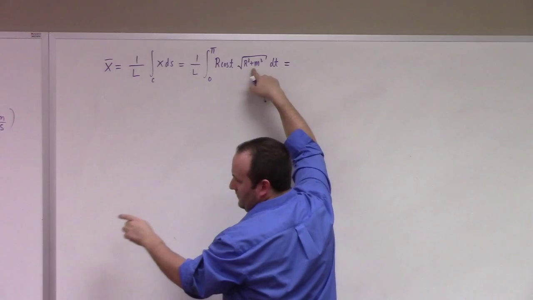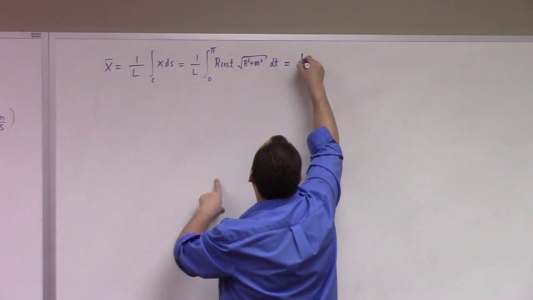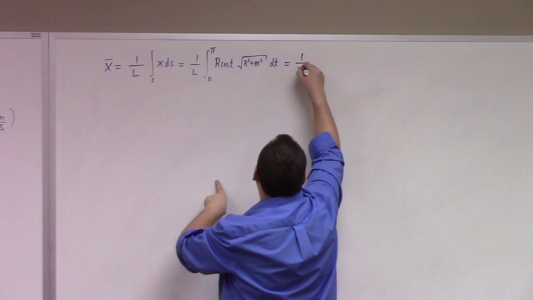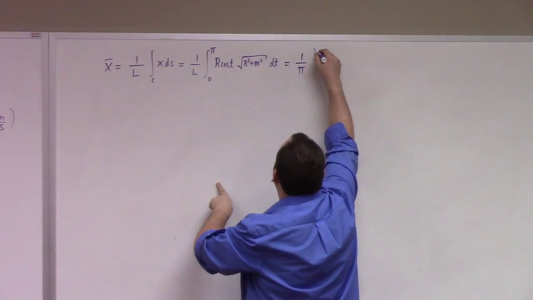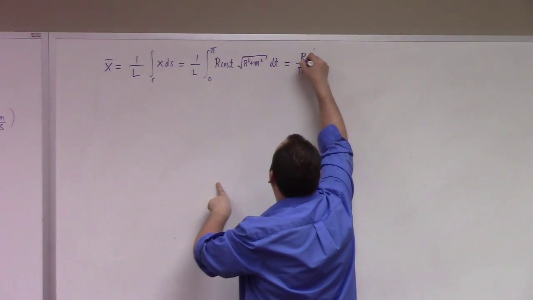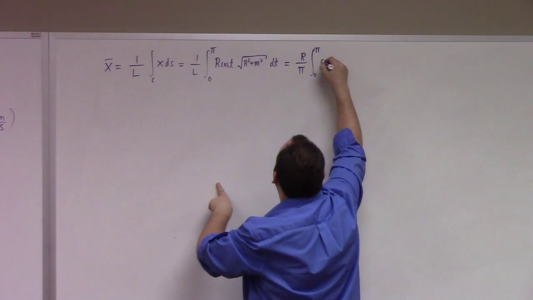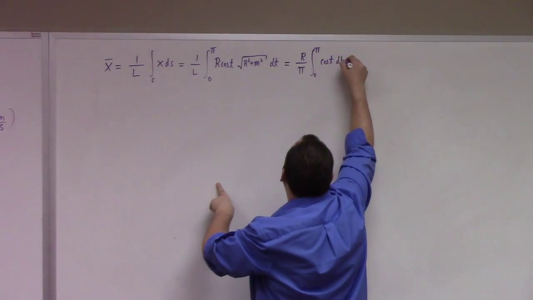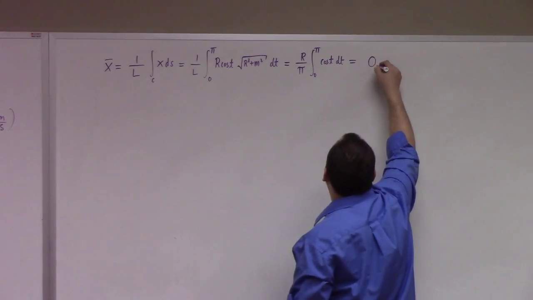Oh, so that square root of r squared plus m squared cancels with the square root of r squared plus m squared in L and just leaves me 1 over pi, which is just as much trouble to write as L, so I'll do that. And then I have an r over pi integral from 0 to pi of cosine t dt, which is just what? Zero, yeah.